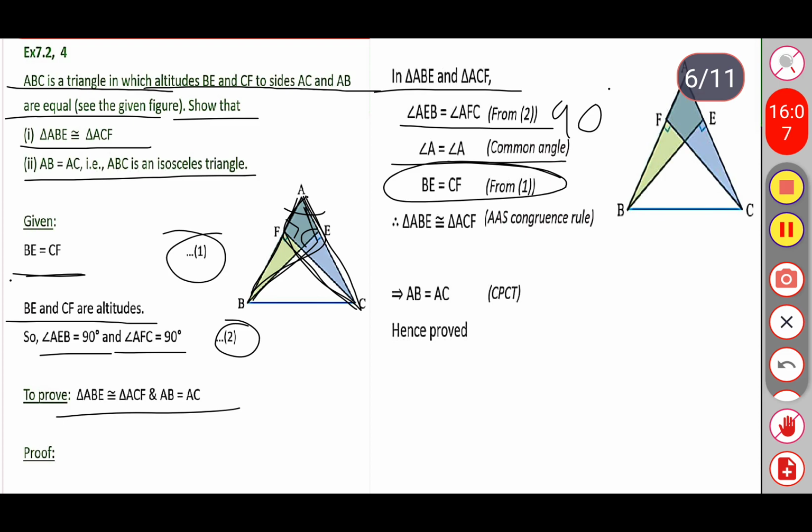Therefore, triangle ABE is congruent to the triangle ACF, by using congruence criteria AAS. So if two triangles are congruent, then their remaining parts are equal by using CPCT. Hence, AB is equal to AC. This is the proof of the fourth question.